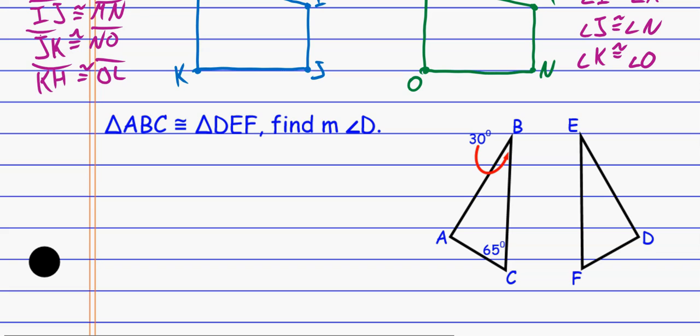Looking at something like this guy, again, it's going to kind of become all about matching this thing up. But if triangle ABC is congruent to triangle DEF, I want to find the measure of angle D. Well, let's start with ABC. If I start with triangle ABC, there's a couple things that I know. One, I know the two angles that are already given, the 30 degrees and the 65 degrees. But then the second thing I know is that third angle.